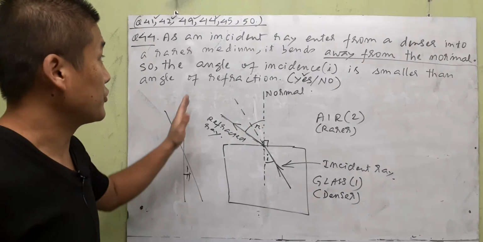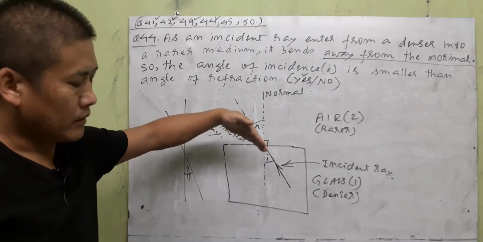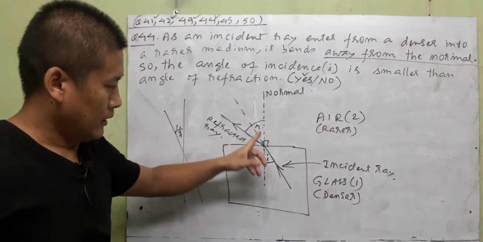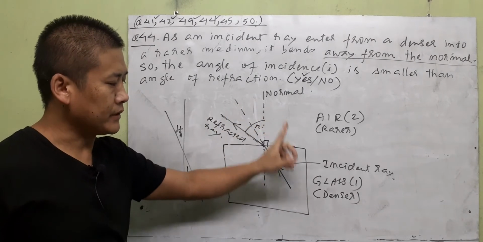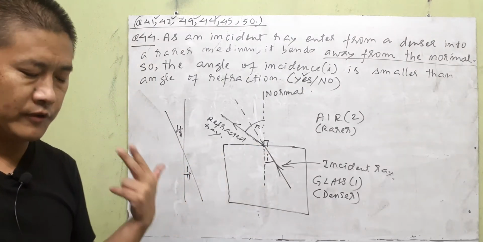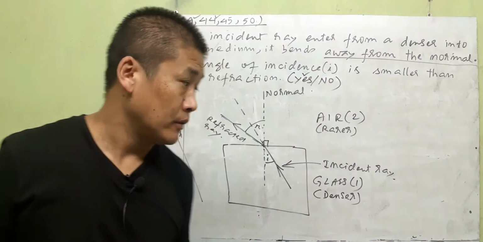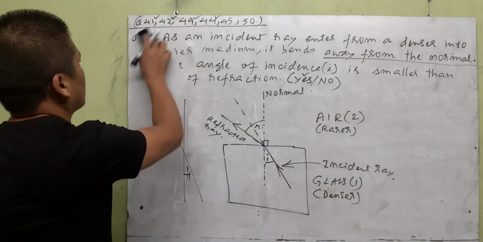And the opposite is true. When it enters from a rarer to a denser medium, it will bend towards the normal. From denser to rarer, the refracted ray bends away from the normal. From rarer to denser, the refracted ray bends towards the normal. These 2 points should be very clearly kept in our mind because we'll be needing them in the next classes. Okay, so 44 is done. Let's go to 45.